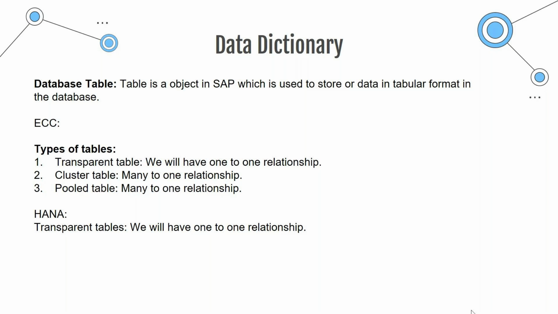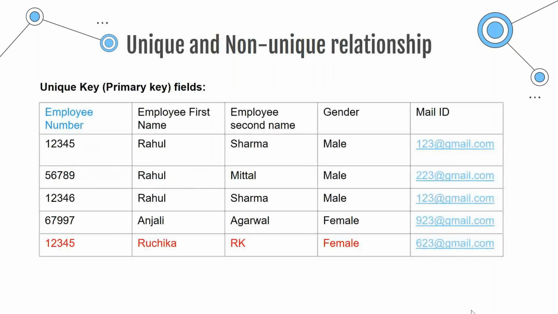And we have seen introduction to DDIC, data dictionary, and what is a database table, types of tables in both HANA and ECC system, right? And we have also seen an example of one standard table, that was BSEG, which used to be a cluster table in the ECC system, but now it is changed as a transparent table. So in HANA system, we will only have transparent tables, not pooled or cluster tables anymore, right?